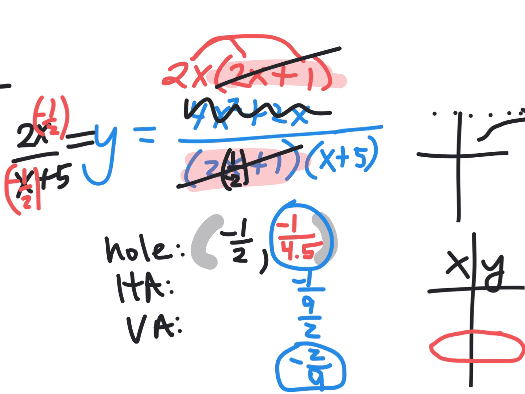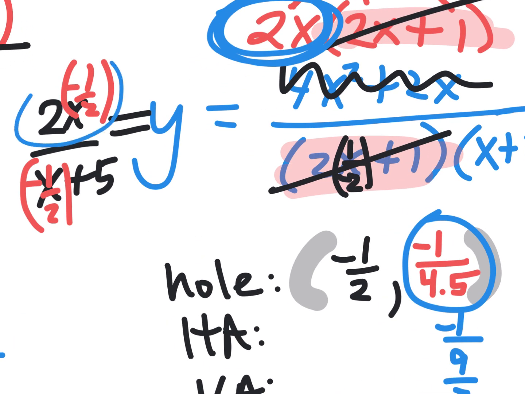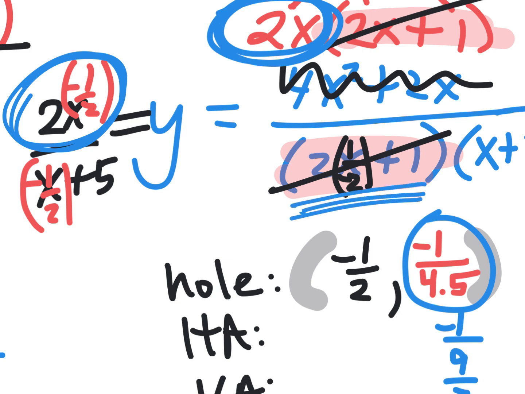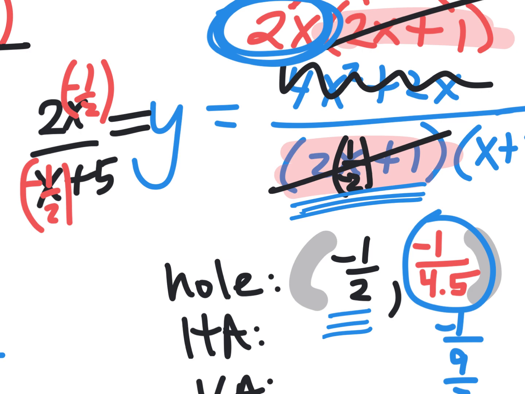What is the 2x when we took it out of the 4x squared plus 2x? Yep, this 2x right here. Would we not plug that back in to get the hole? That's what I got right here. This is where the 2x is. Okay. And then we stick the negative a half in. Because it's what makes this part 0, that's the x of the hole. So the negative a half goes into the 2x, right there.